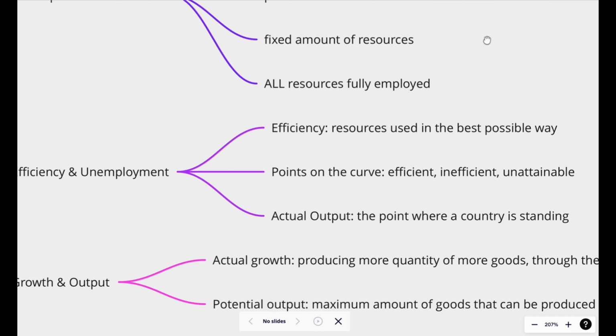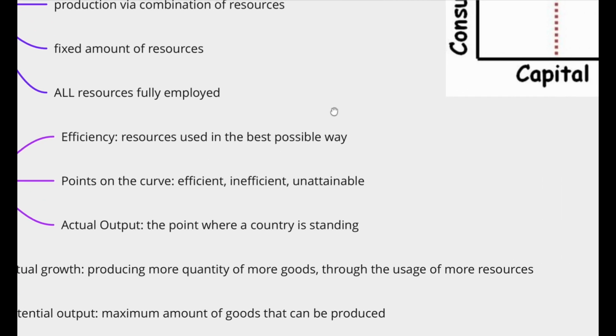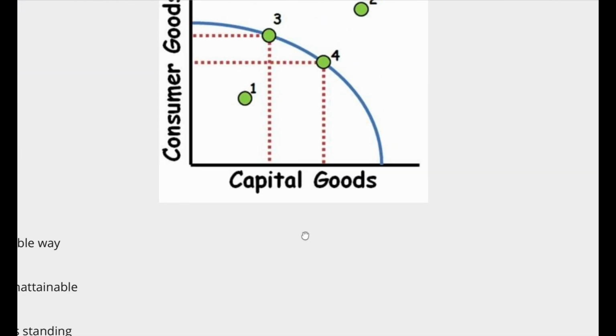And then we'll move on to efficiency and unemployment. So how does this relate to the PPC? Efficiency has a definition of resources used in the best possible way, meaning that all resources are used, there is no waste, and the productivity is at its maximum. So let's look at some points on the curve to indicate this idea of efficiency.